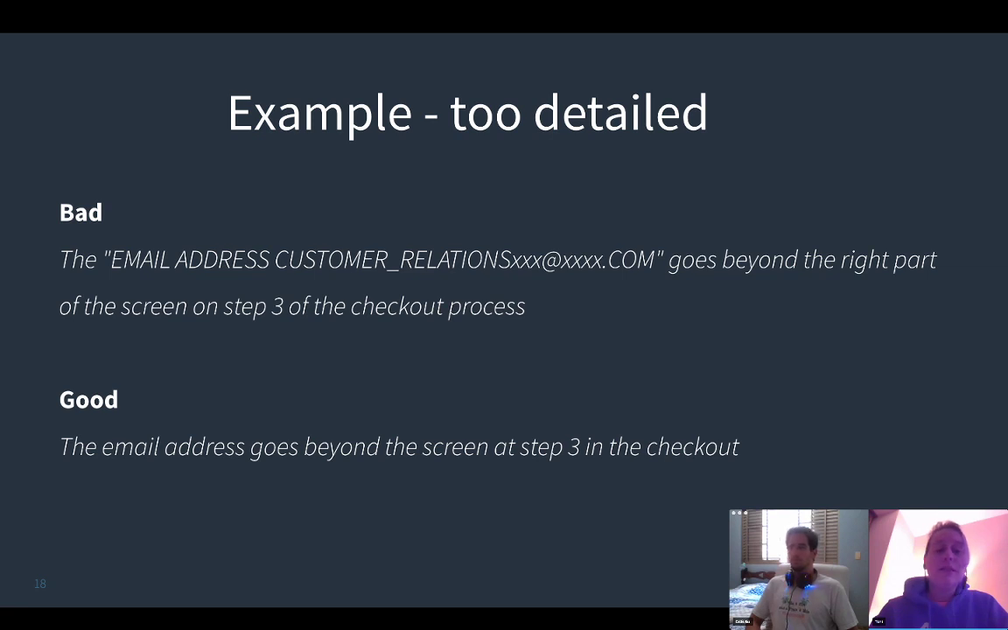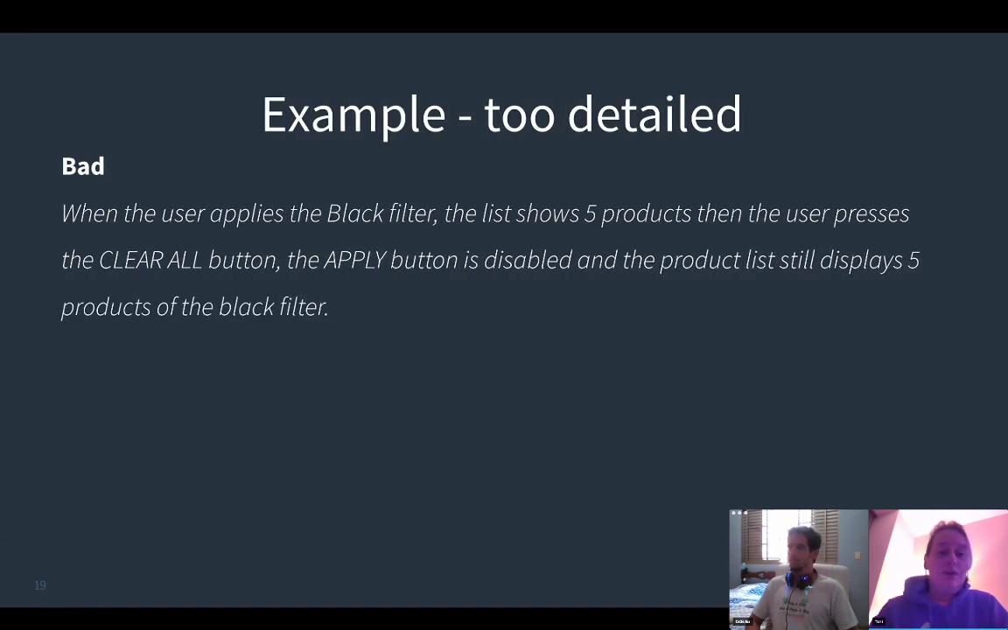In the next example, the bad or the long title is: when the user applies the black filter, the list shows 5 products, then the user pressed the clear all button, the apply button is disabled, and the product list still displays 5 products of the black filter. This is a really long title. So obviously it was tried to put all the information that's needed into this bug.